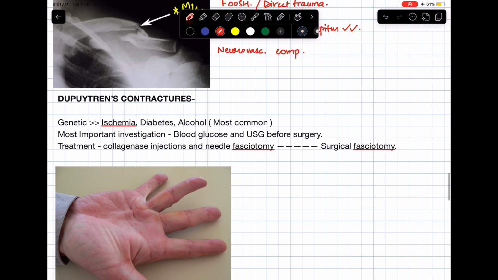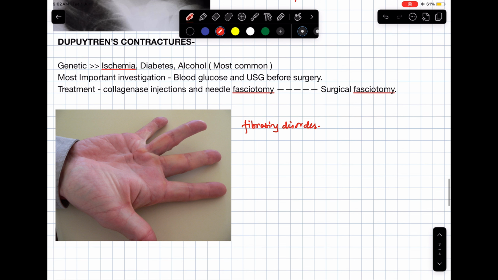Last topic is Dupuytren contracture. It is a fibrosing disorder of the palmar fascia, which can lead to a progressive flexion contraction of the fingers. Mostly the fingers that are affected are the lateral ones, that is the 4th and 5th finger. There would be skin puckering. It is the earliest sign. For the etiology, 70% of the cases are because of genetic predisposition. Other than that, ischemic injury to the palmar fascia should be considered, and alcohol abuse is the most common cause.